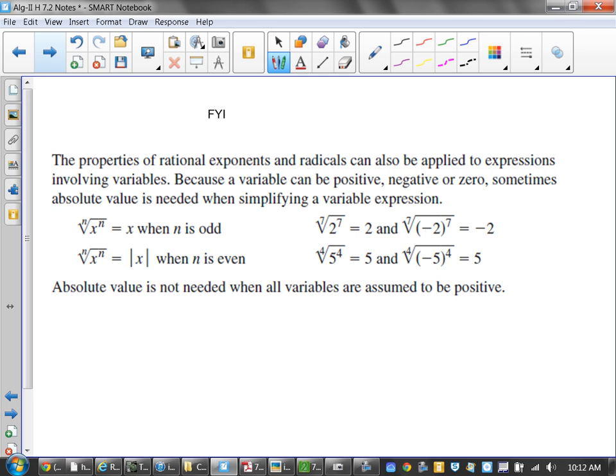Don't even worry about this. There's a reason why your book and some of the questions you're going to see say to assume all variables are positive. A lot of times when you take these nth roots and work with things, you can get absolute value style problems because your signs can change. Your book alleviates that all the time by saying assume everything's positive. That's why you're going to see that.